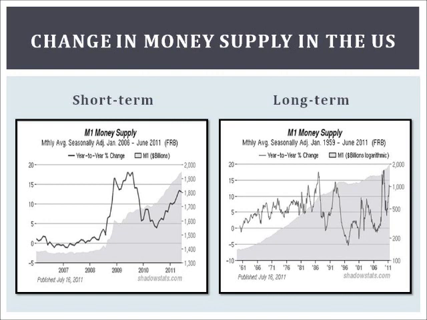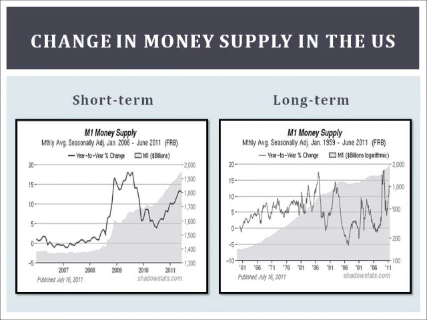To get a perspective on exactly how much they have printed, let's look at these two graphs using the M1 category. Graph 1 is short-term and covers the last 5 years. The black line indicates the year-to-year change. We can see that during 2009, the Fed printed roughly 17 to 18% more money than the year before. The shaded area shows the total money supply, which has increased by roughly $600 billion since 2008, which is approximately a 40% increase in total supply.